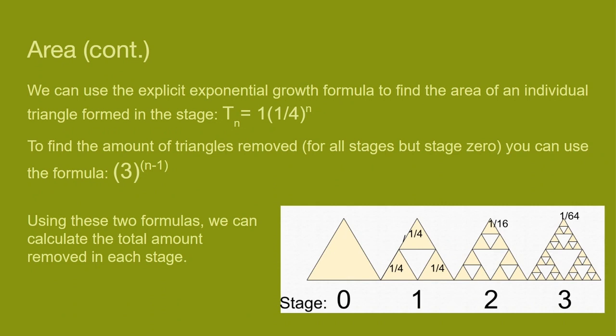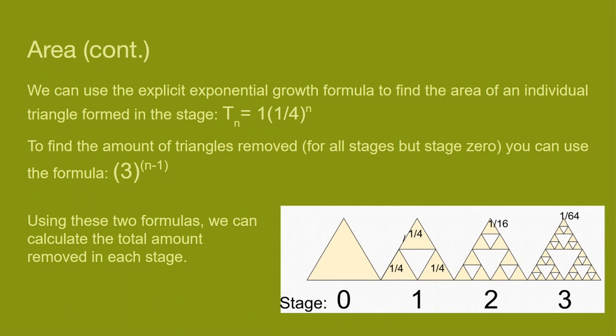Now, we can continue to use these formulas for the stages after. For example, let's look at stage 2. If we put 2 in the place of n, then that would equal 1/4 to the power of 2, which is basically 1/4 times 1/4.